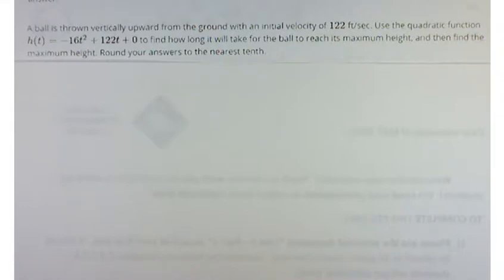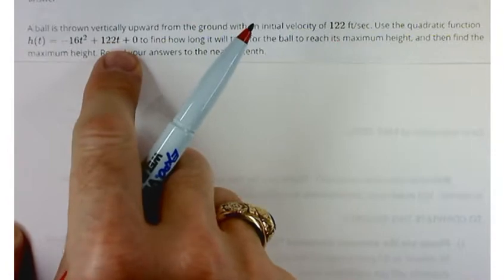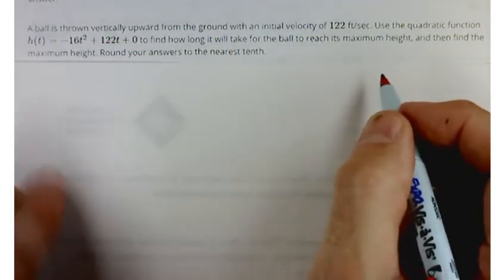So a ball is thrown up from the ground with an initial velocity of 122 feet per second. Use the quadratic function h of t equals negative 16t squared plus 122t plus 0 to find out how long it will take the ball to reach its maximum height. And then find the maximum height. Round your answers to the nearest tenth.